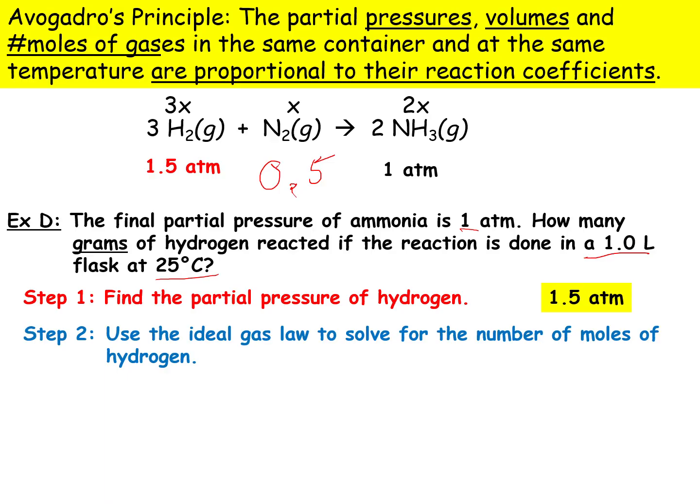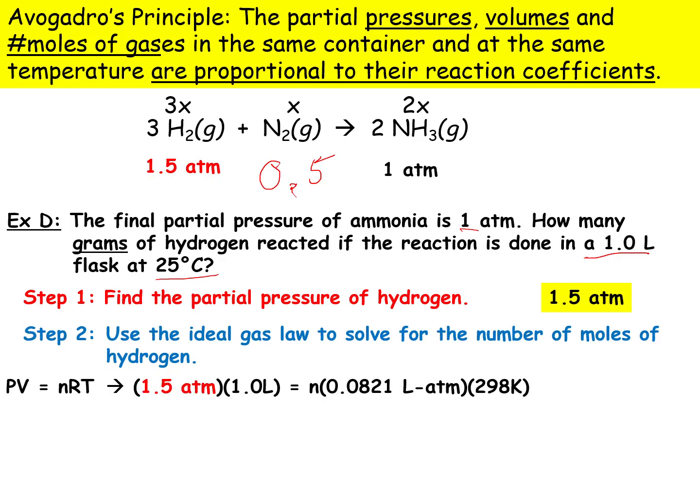So we have the ideal gas law, PV equals nRT. Fill in the numbers. So we have 1.5 atmospheres worth of hydrogen gas. It's in a 1 liter flask. There's our gas constant. Convert the temperature into Kelvin. So 298. And you get that the number of moles of hydrogen would be 0.0613 moles.